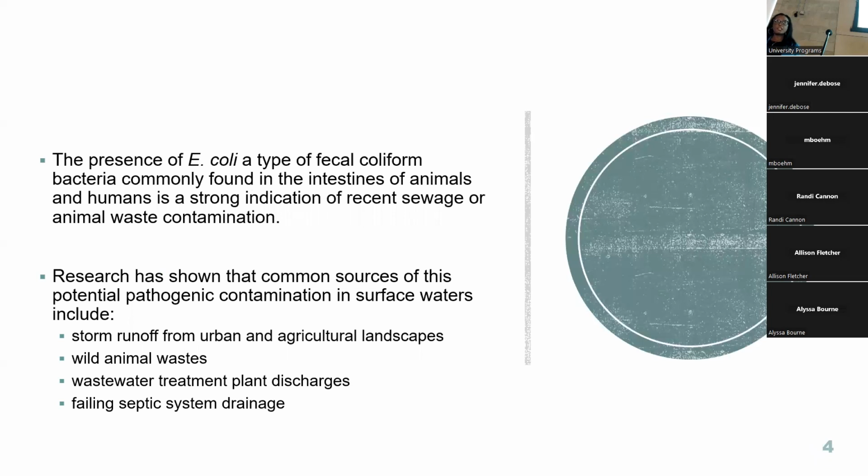So the presence of E. coli, which is a type of fecal coliform, is commonly found in the intestines of animals and humans and is a strong indication of recent sewage or animal waste contamination. Research has shown that the common sources of potential pathogenic contamination in surface waters include storm runoff from urban and agricultural landscapes, wild animal waste, wastewater treatment plant discharges, and then failing septic systems discharge.